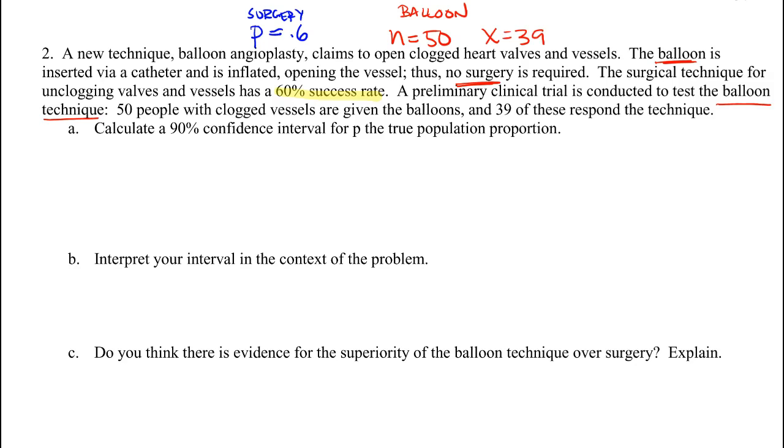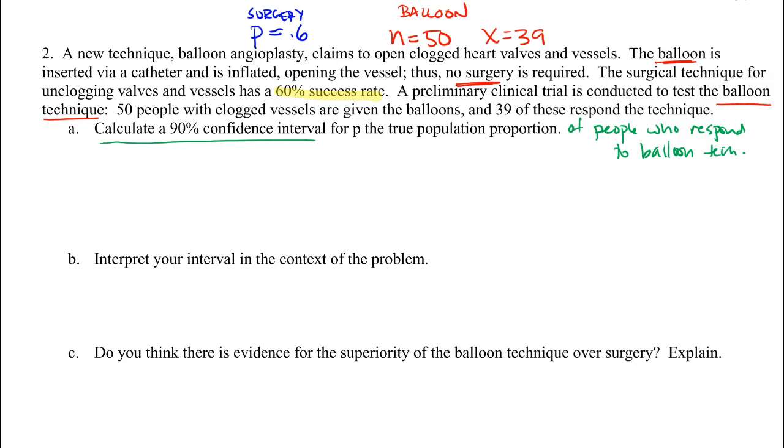First question here says calculate a 90% confidence interval for P, the true proportion. And there needs to be a little bit more here. It should say the true proportion of people who respond to the balloon technique. I'm just making a point to say this because if we're talking about the surgical technique, apparently they gave us 0.6, and even if 0.6 is an estimate and not the true proportion, we don't have the necessary information. But we can do this for the balloon.